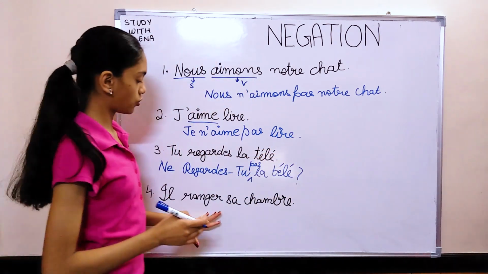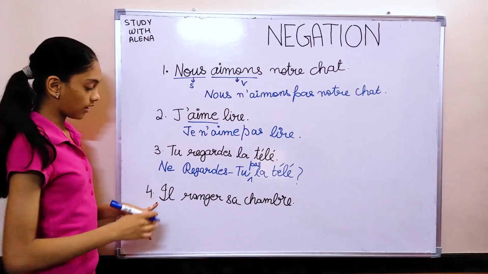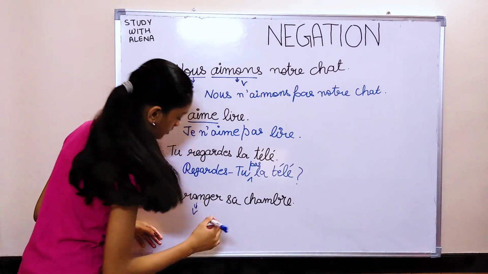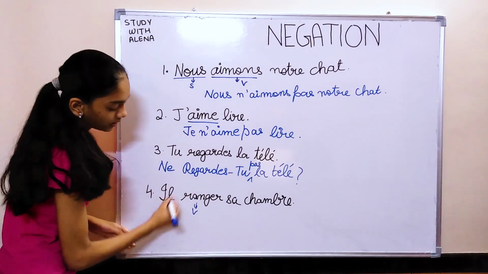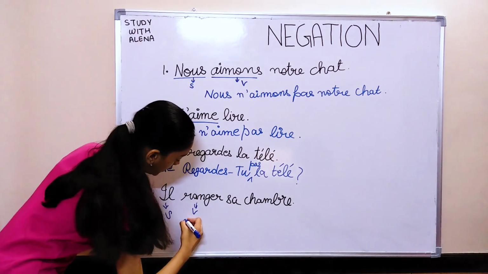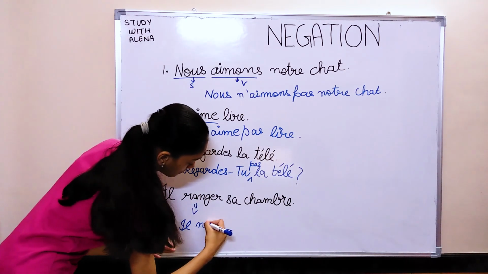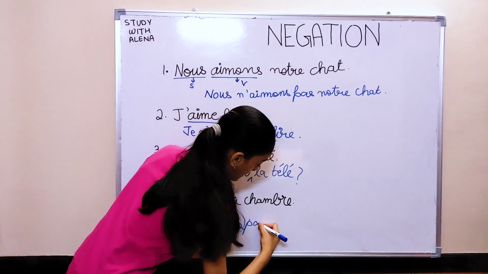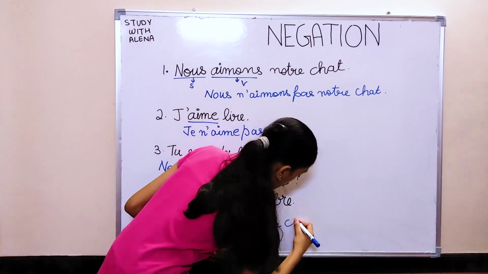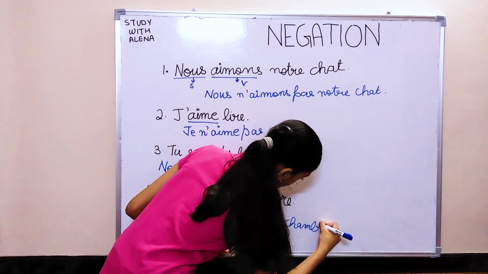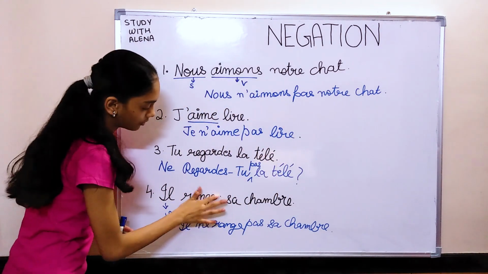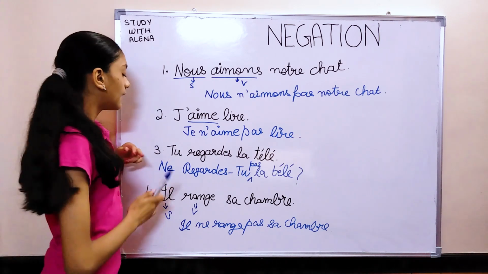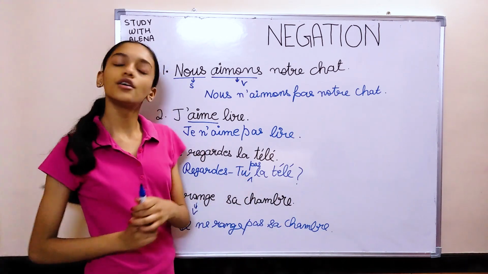Next one, il range sa chambre. And if you have to convert it into negative, the verb here is ranger. Subject is il. So it would become il ne range pas sa chambre. I'm sorry, there was no S over here because it is conjugated according to il. So it becomes il ne range pas sa chambre.